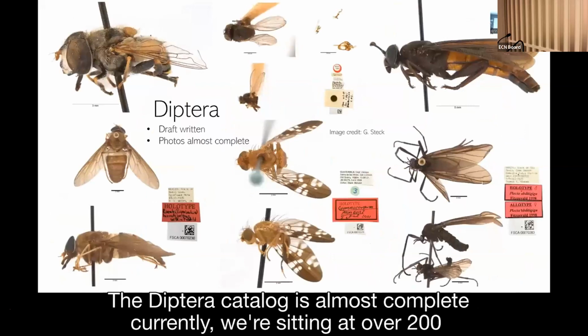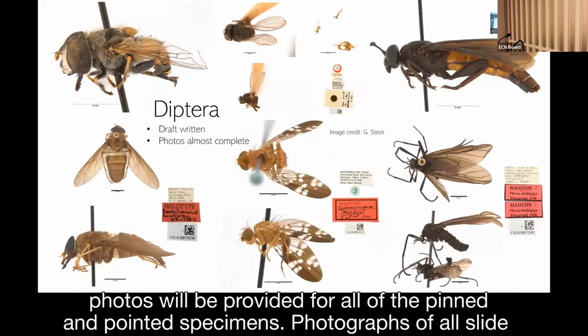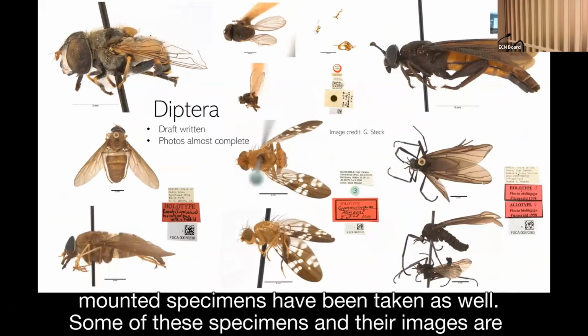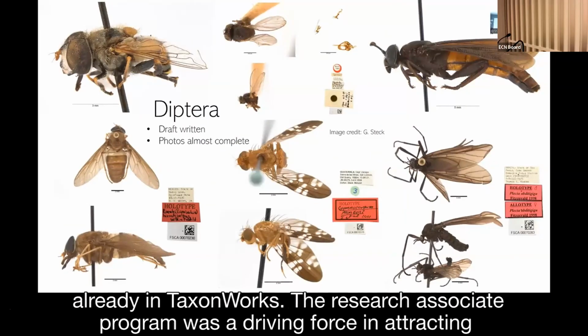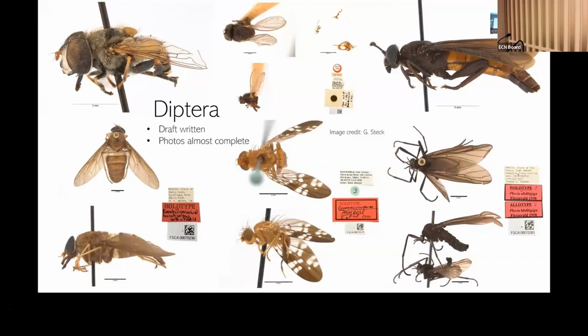The Diptera catalog is almost complete. Currently, we're sitting at over 200 species for which we have primary type material. Dorsal and lateral photographs and their label photos will be provided for all of the pinned and pointed specimens. Photographs of all slide-mounted specimens have been taken as well. Some of these specimens and their images are already in TaxonWorks. The Research Associate Program was a driving force in attracting dipterists to Gainesville, with the likes of Young, Fairchild, and Snyder making large contributions.